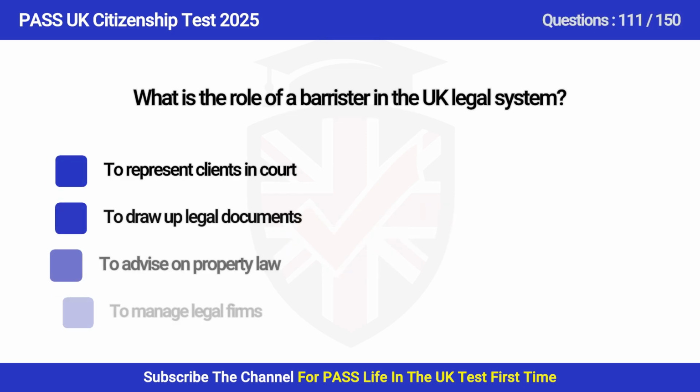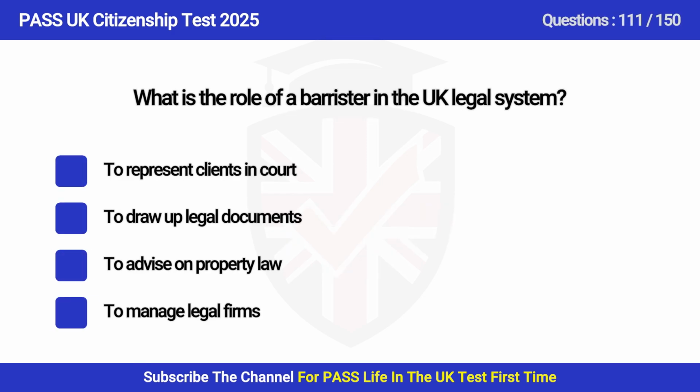Question 111. What is the role of a barrister in the legal system? A. To represent clients in court. B. To draw up legal documents. C. To advise on property law. D. To manage legal firms.